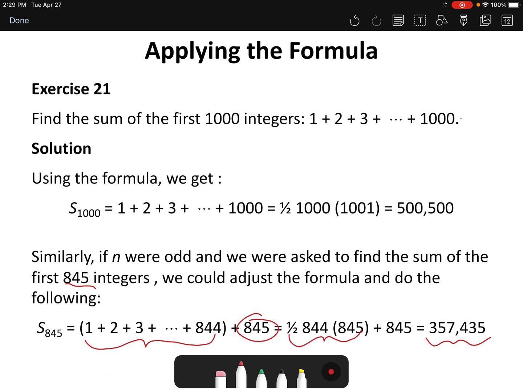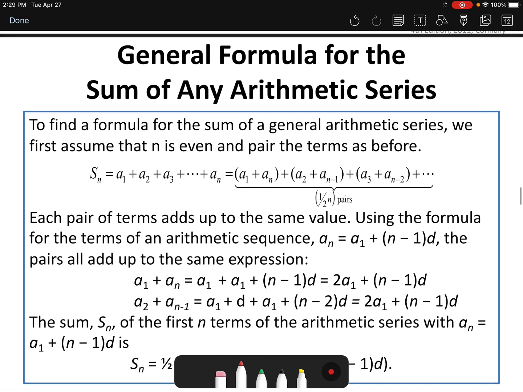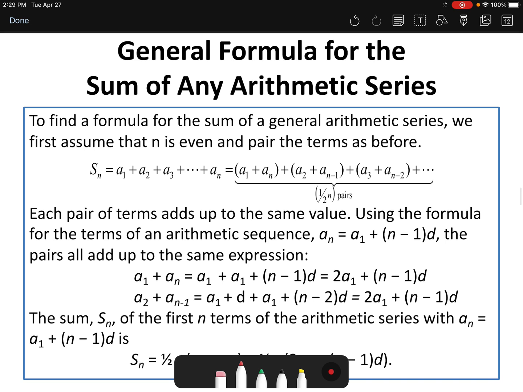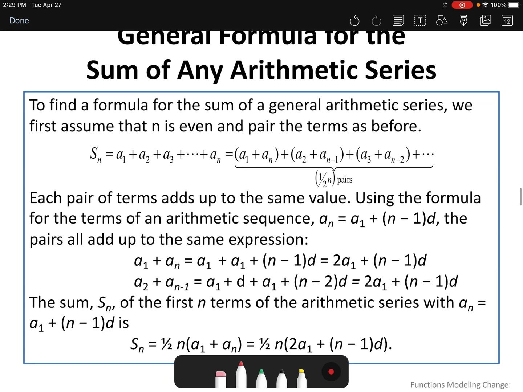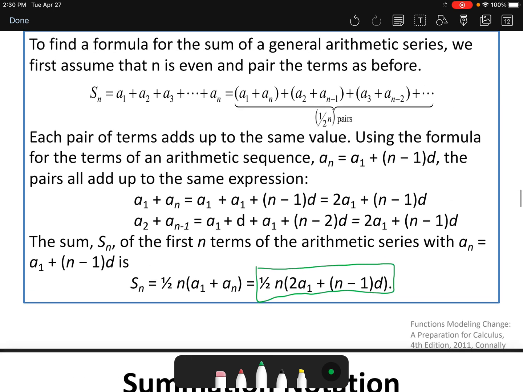Now these types, notice they differ by 1, but obviously not all arithmetic series differ by 1. Because of that, and you can read through it if you want, this is actually the formula we're going to use right here: 1/2 n times the quantity 2 times the first term plus n minus 1 times the common difference of the terms. That's what that formula means.